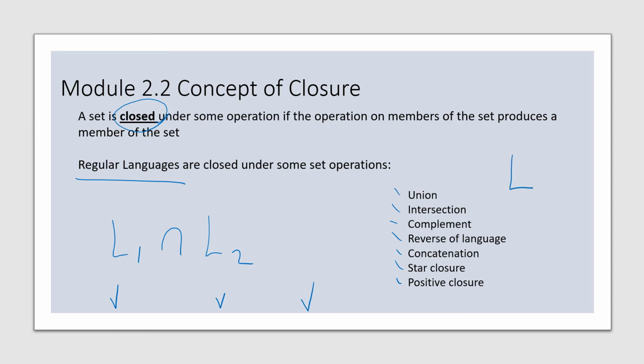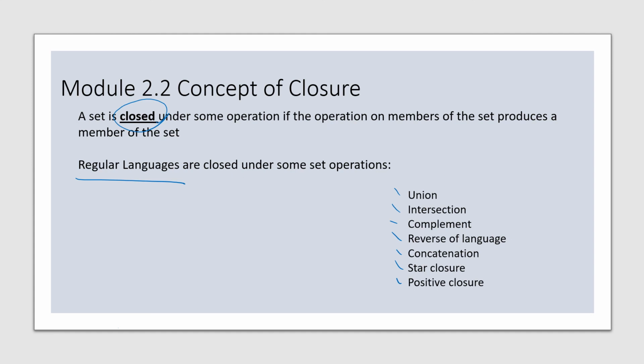If I take the complement of L, and L is regular, the complement will be regular. If L is regular, the reverse will be regular. If L1 is regular and L2 is regular and I concatenate them together, that's also going to be regular. And regular languages are also closed under positive closure and star closure. That means union them with themselves n number of times, and positive closure is without the empty string.